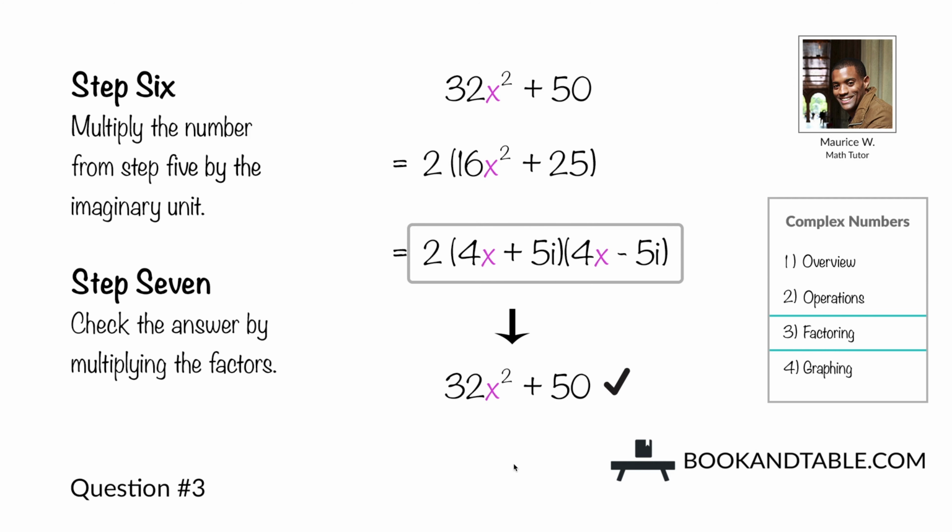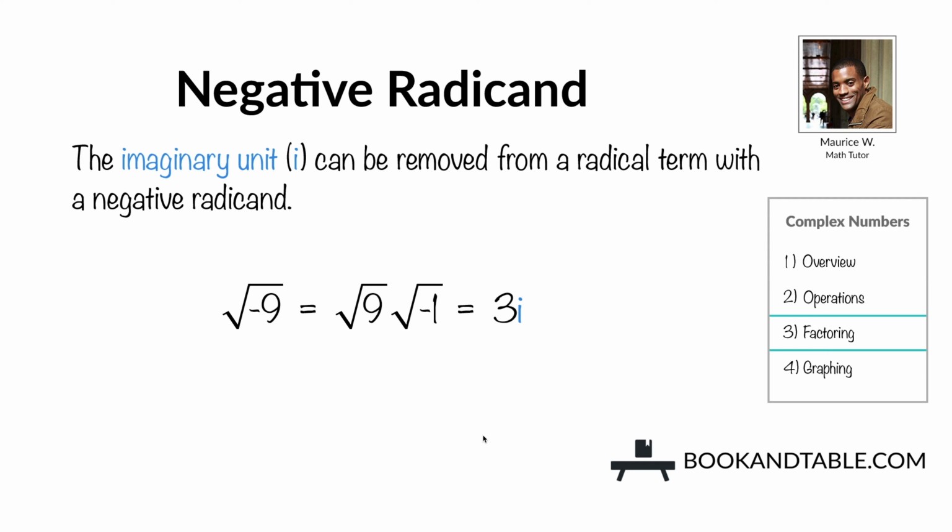Let's now discuss how you would use the quadratic formula to find the roots in which a negative radicand is included. So the radicand is the number underneath our radical sign, and the imaginary unit i can be removed from a radical term with negative radicand because we can break it up into the product of two of its factors. So negative 1 times 9 equals negative 9. How does this help? Because now we can take the square root of 9, which is 3, and we can simplify. The square root of negative 1 is equal to i, giving us 3i. Whereas we wouldn't be able to proceed from here since we have a negative radicand.